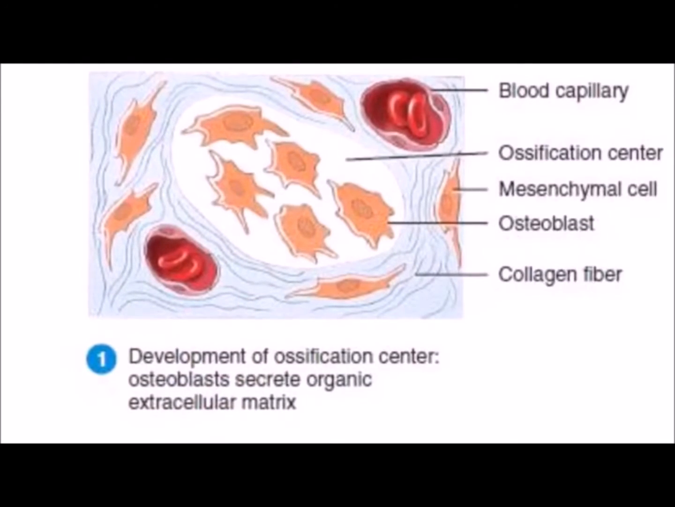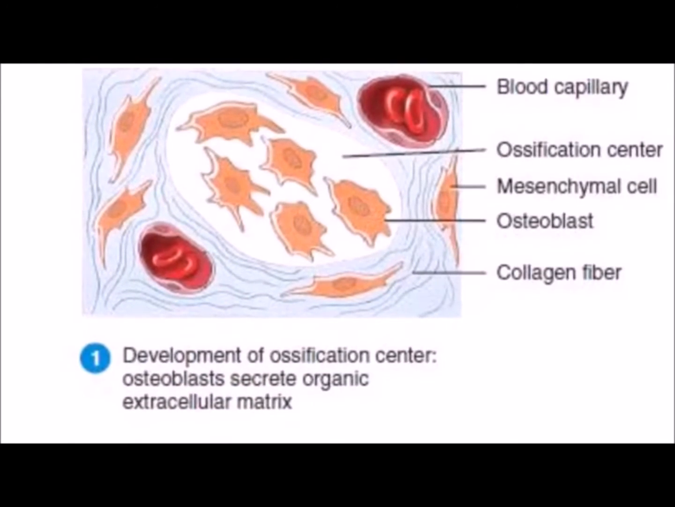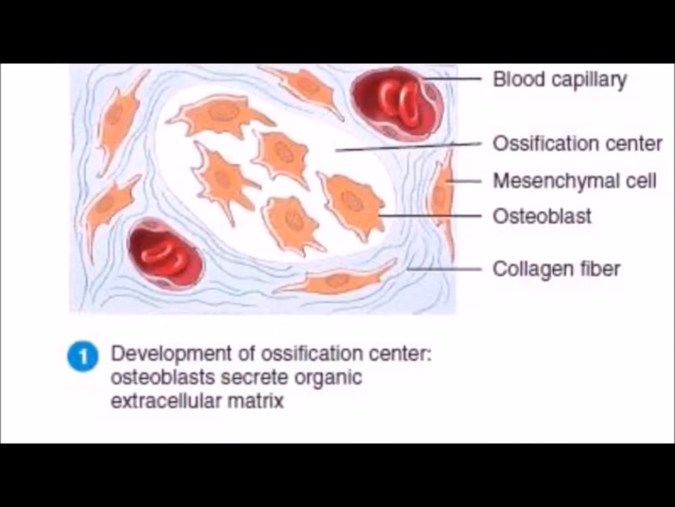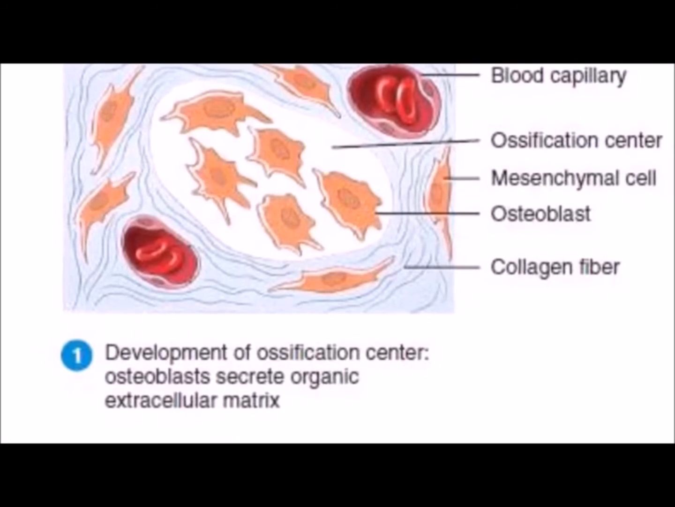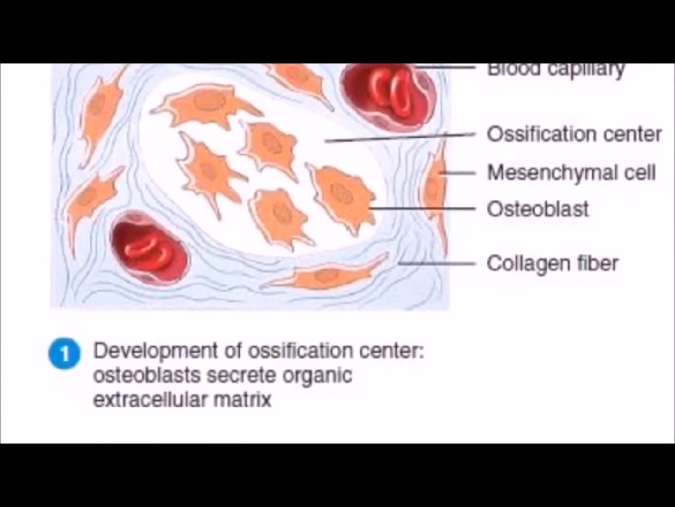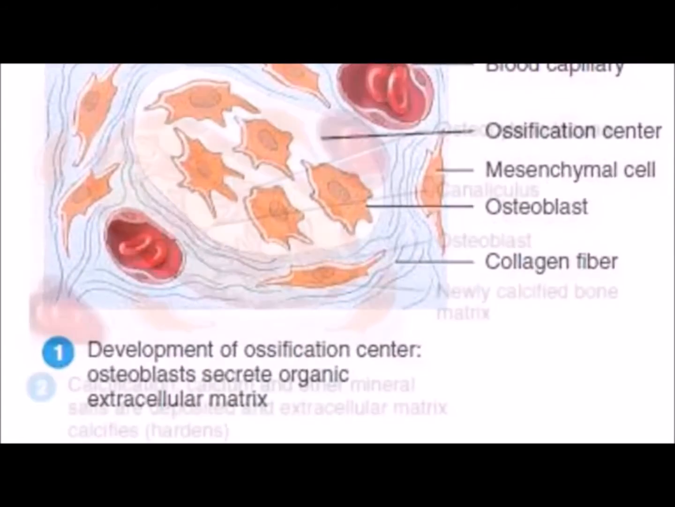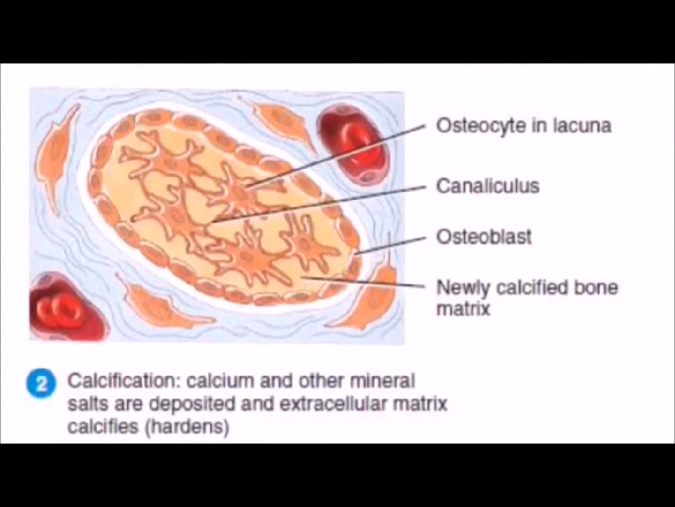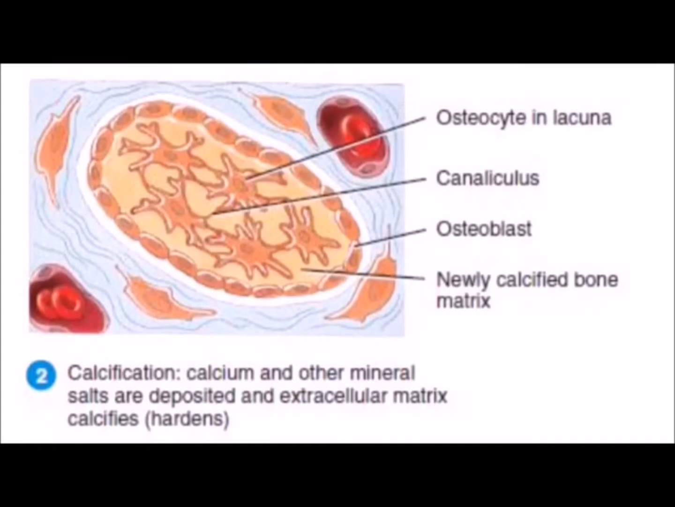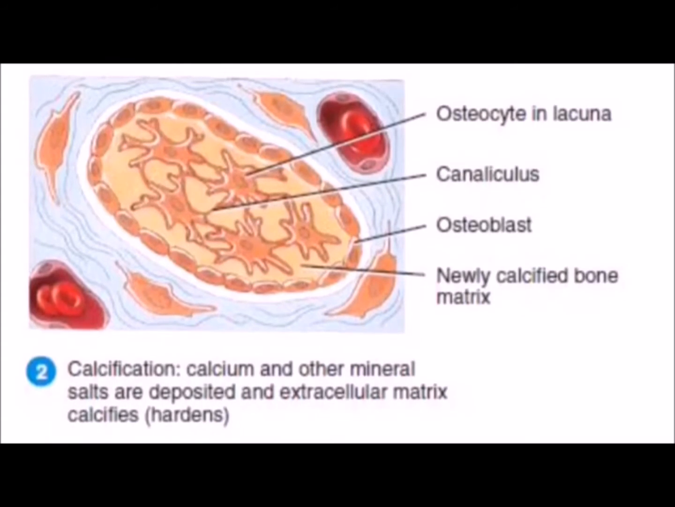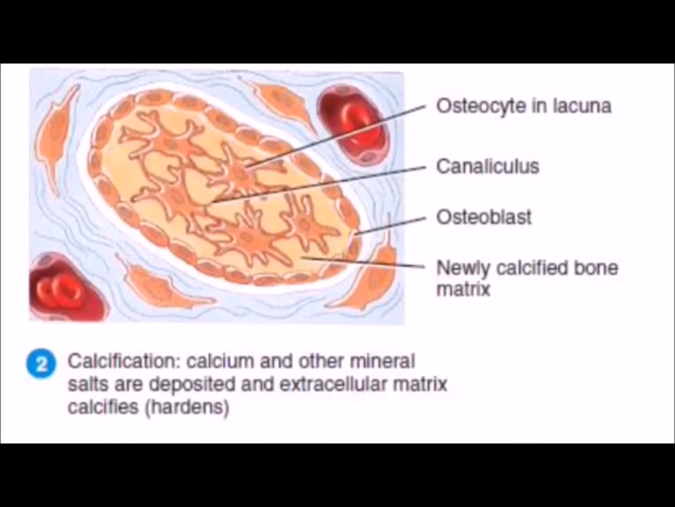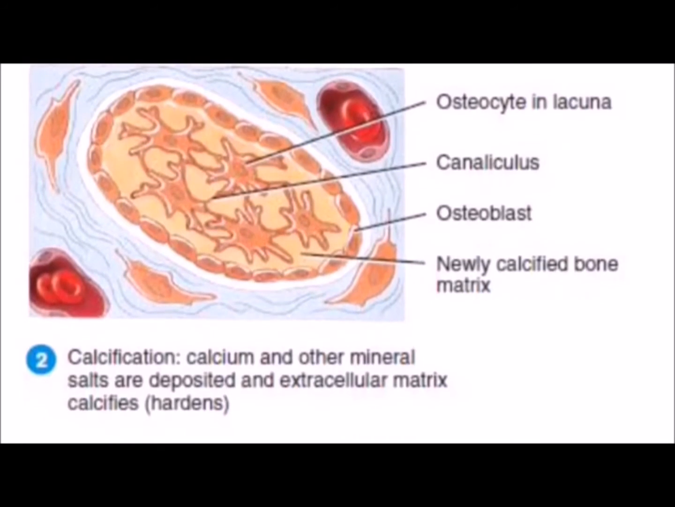Step 1. Development of ossification center. Mesenchymal cells cluster together and differentiate into osteogenic cells, next into osteoblasts. This site is called an ossification center. Osteoblasts secrete the organic extracellular matrix of bone. Step 2. Calcification. The secretion of extracellular matrix stops and the cells are now called osteocytes, which lie in lacunae and extend into canaliculi. Next, the extracellular matrix hardens, or calcifies.